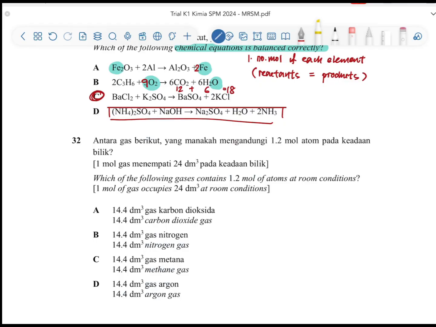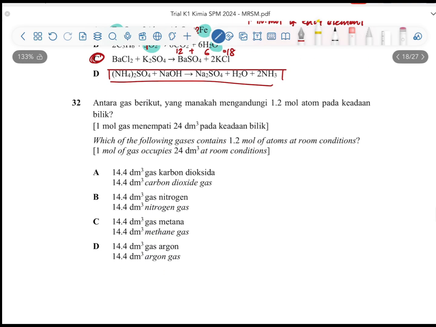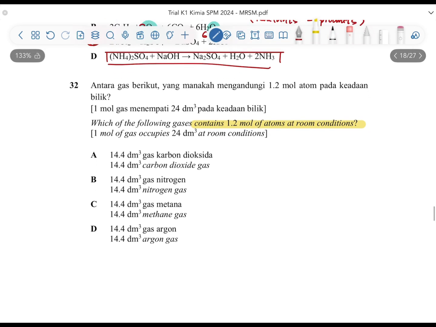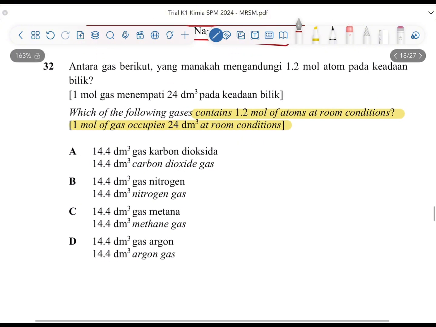Hi, so in this video, I'm going to continue the discussion for the rest of the questions. These are questions related to the number of moles of atoms. So let's look at this question. Which of the following gases contain 1.2 mole of atoms at room condition? It's given that 1 mole of gas occupies 24 dm³ at room temperature. So this is actually the molar volume.